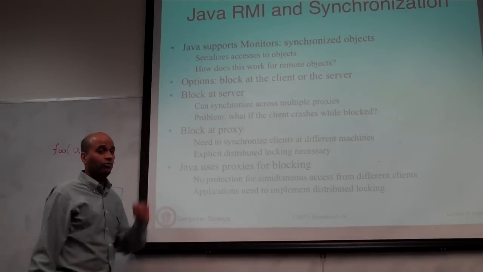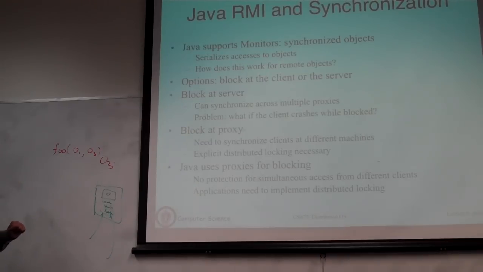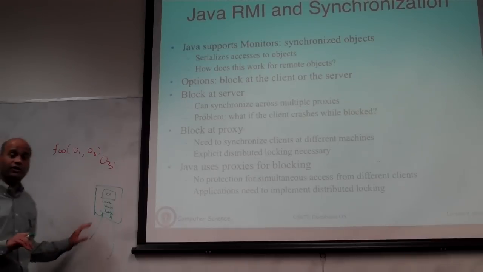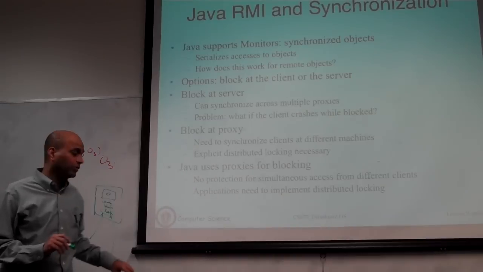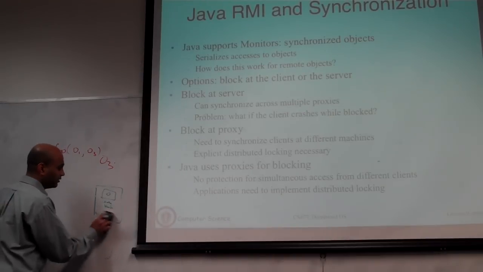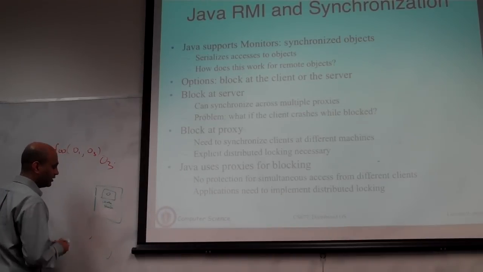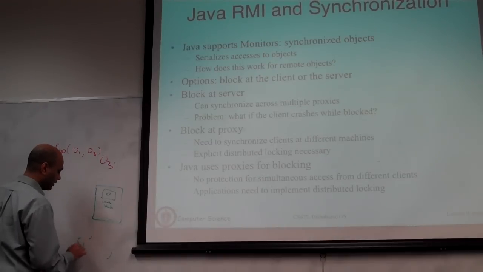Now, one problem is clients might crash, and then you have to deal with this problem, which we will ignore for the moment. We will not worry about failures. There are no failures. This is a fine principle. The other option is to implement locks at clients, not at the server. So the server doesn't have a lock. Here are two clients, C1 and C2.